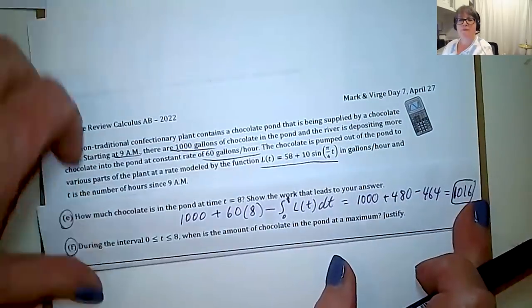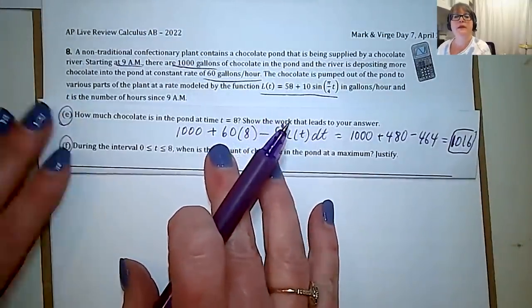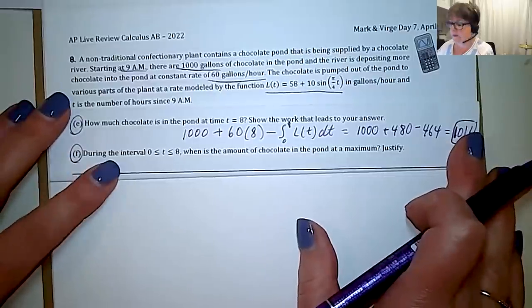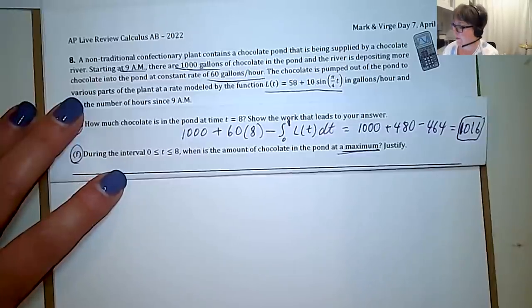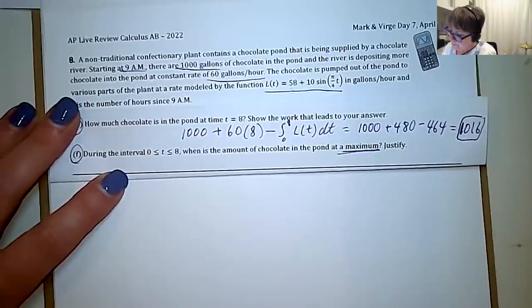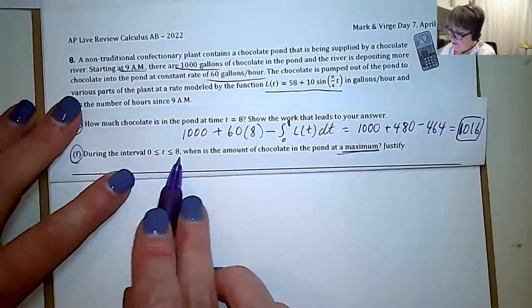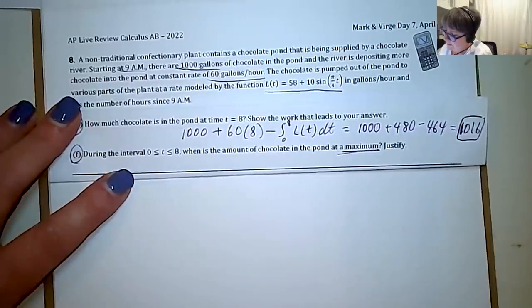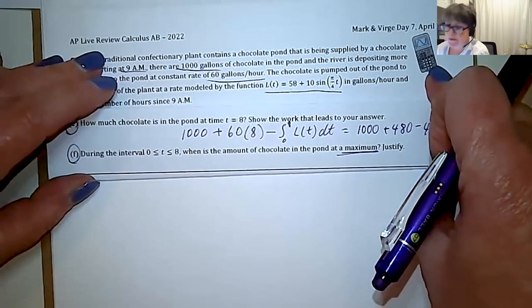Okay. And then finally, in part F, it says during that time interval from 0 to 8, when is the amount of chocolate in the pond a maximum? Justify. Well, it was either yesterday or the day before when we were talking about a real live candidates test later. And that's exactly how I'm going to justify this. I'm going to try and figure out at what time my chocolate in the pond is at a maximum. And my candidates for there being the maximum would be my endpoints, so 0 and 8. And it would also be my places where my rate is equal to 0.